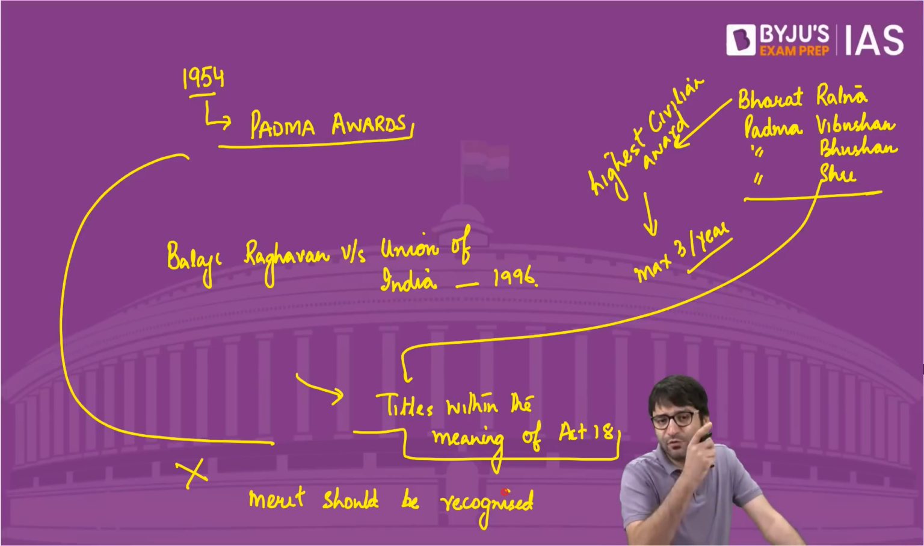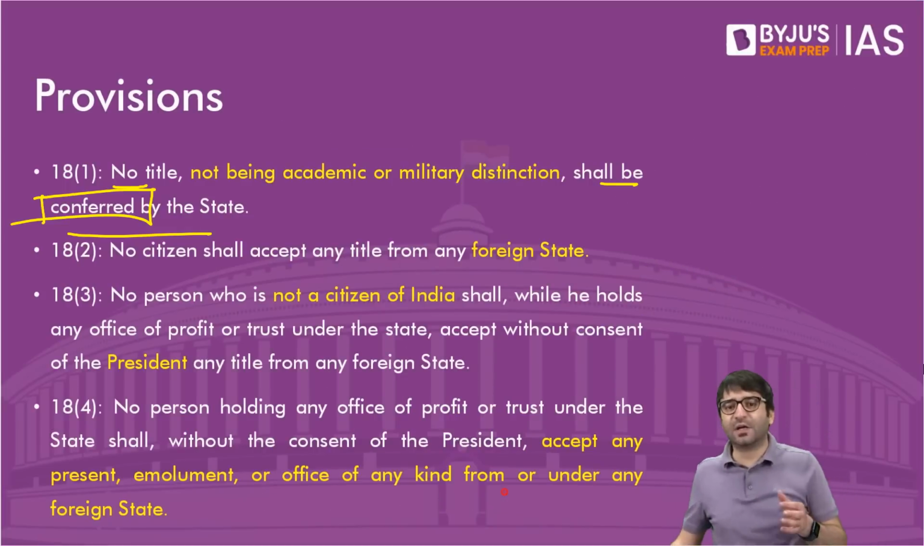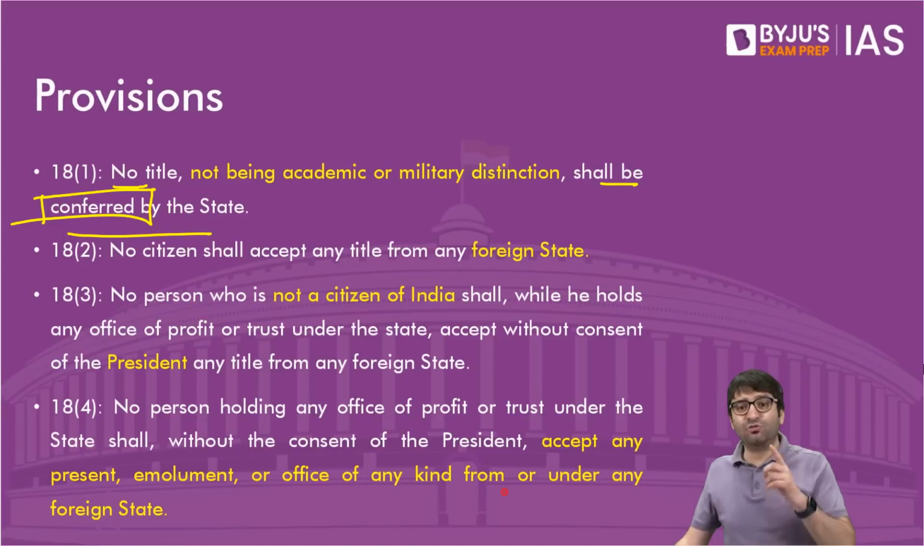Otherwise, we may deprive you of your title, we may deprive you of this award. So don't use them as titles, but there is no problem with these Padma Awards. Article 18 talks about abolition of titles, such as Sir, such as Rai Bahadur, which were propagated during the British rule. Article 18, Clause 1 says no such title can be conferred by the state, other than an academic or military title.